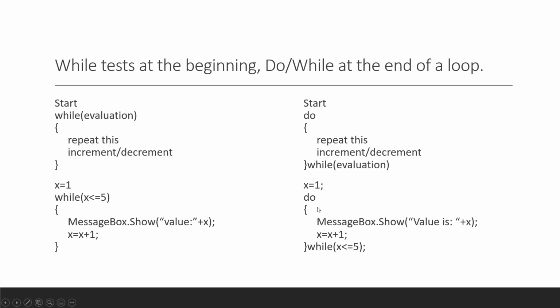We have a starting value, we say do, and we have MessageBox.Show, value is, and some particular value, and then x equals x plus 1, and then we say, well, x is less than or equal to 5. And if that's true, then we continue up here at the top at the do and keep going until this is no longer true.